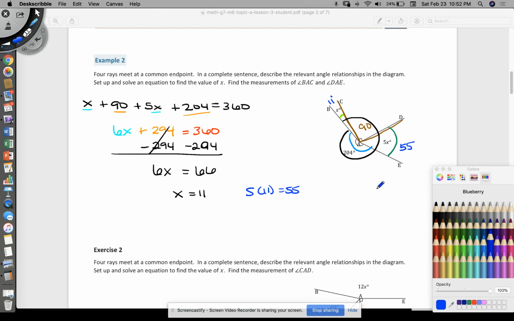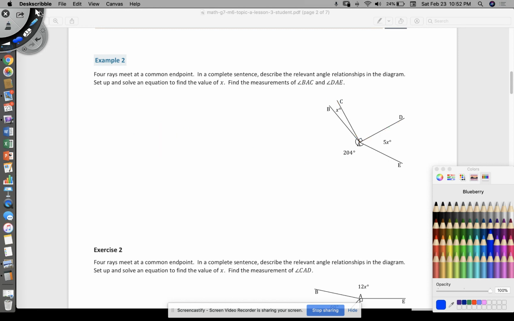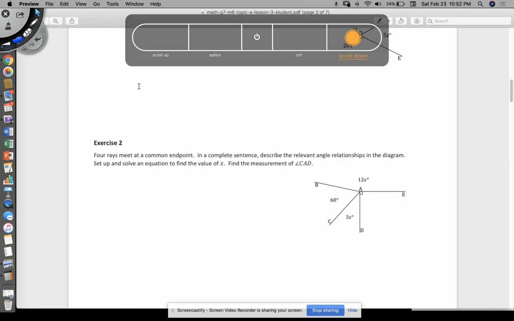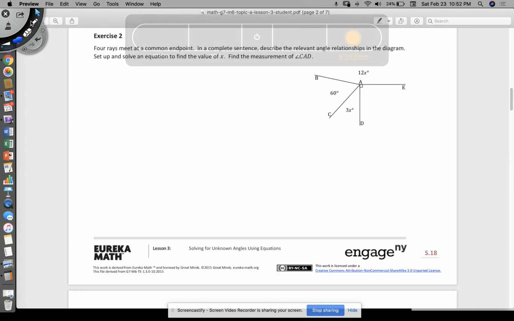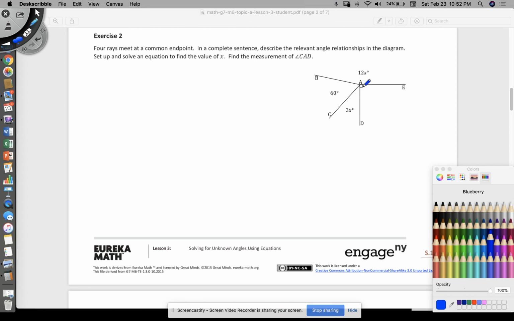All right, let's look at exercise 2. I have a solving for x again. So I have a couple things going on here. I have this measure here is 12x. This measure here is 60. This measure here is 3x. And this measure here is 90. And I know that because of the 90 square.